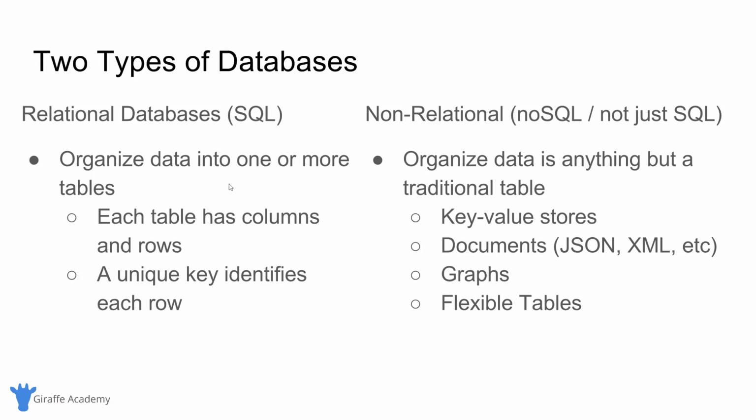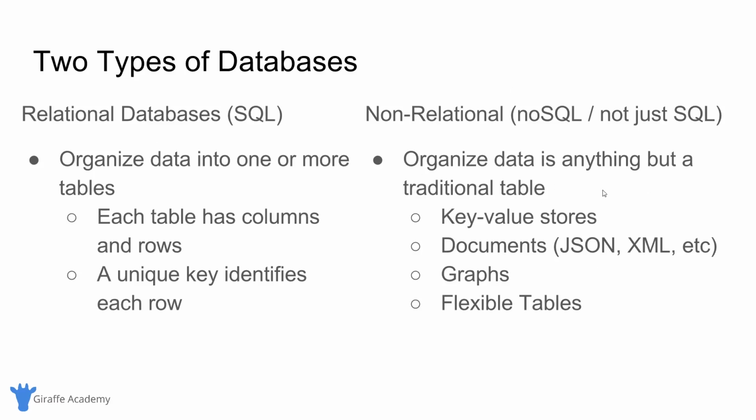So a relational database, which we have over here on the left, organizes data into 1 or more tables. So each table has columns and rows, and a unique key identifies each row. Now, relational databases are by far the most popular types of databases. And relational databases are going to store everything inside of these tables. So we'll organize all the data that we want to store inside of these predefined tables, and then we can just insert information into there. A relational database is a lot like an Excel spreadsheet. So if you've ever used a spreadsheet where we have columns and rows and we're storing information, that's essentially what a relational database is. And then over here on the right, we have non-relational databases.